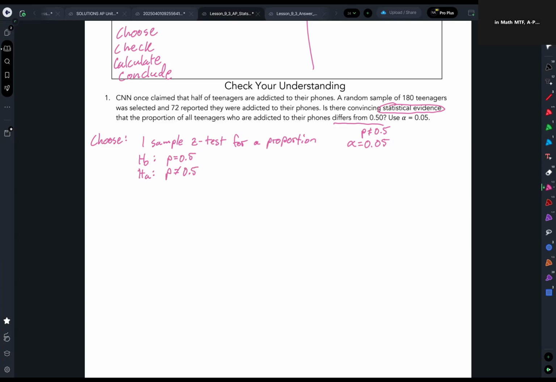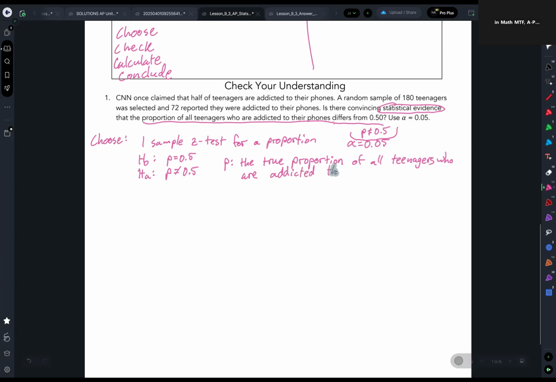And once you do all that, you should look back and go, you know what? I don't have a definition for what P is. So define P, the true proportion of all teenagers who are addicted to their phones. Notice I'm just going back to the context. The true proportion of all teenagers who are addicted to their phones.